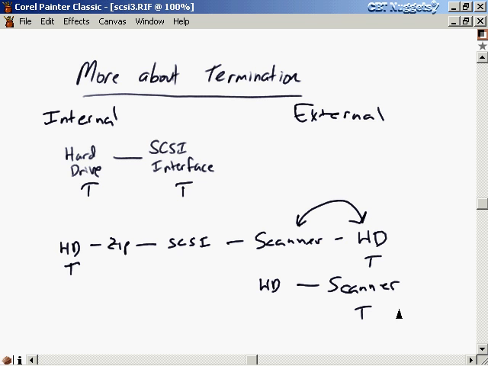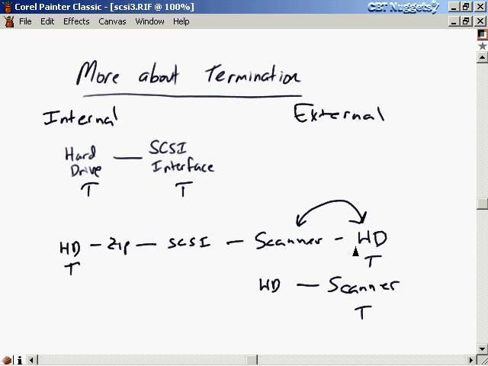But if the scanner's off one day, like you just turn the scanner off or you unplug it or something, then this isn't going to work. Nothing on this chain is going to work, or there's going to be likelihood for failure, because now nothing's terminated on this side because the scanner's turned off. So you should put stuff on the ends of the chain that are always going to be on. Internal stuff is probably always going to be on because it's hooked up to the power supply of the computer, but external stuff is more likely to be turned off.